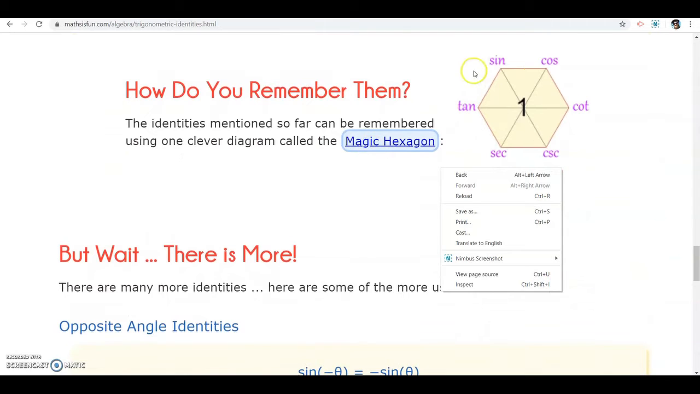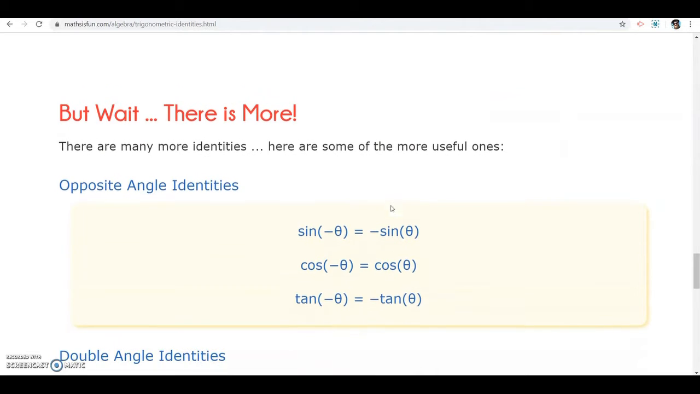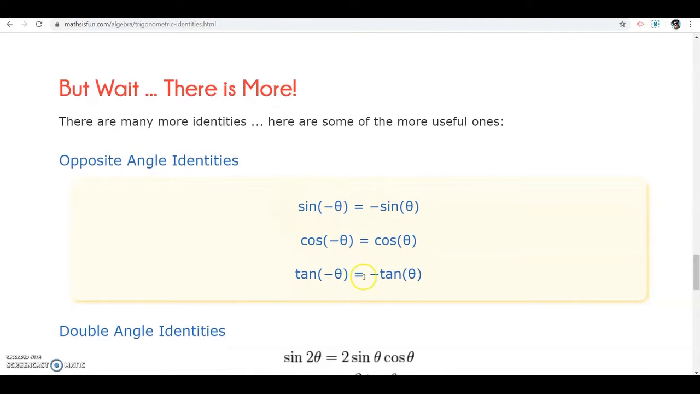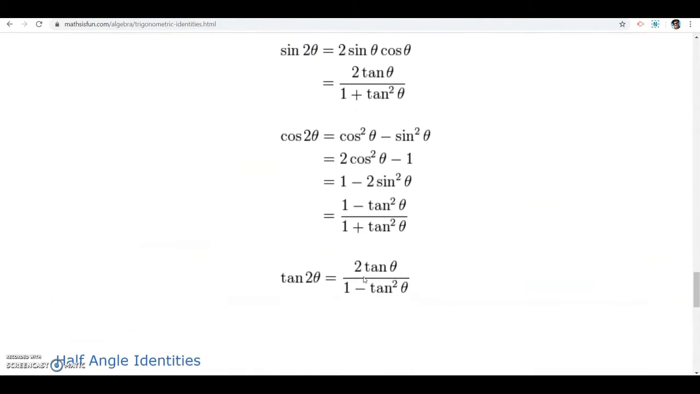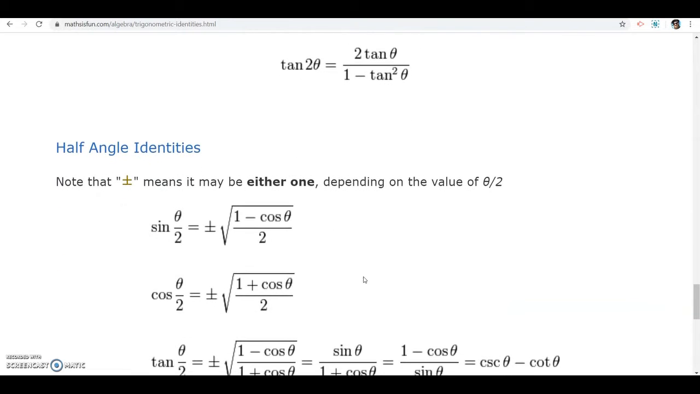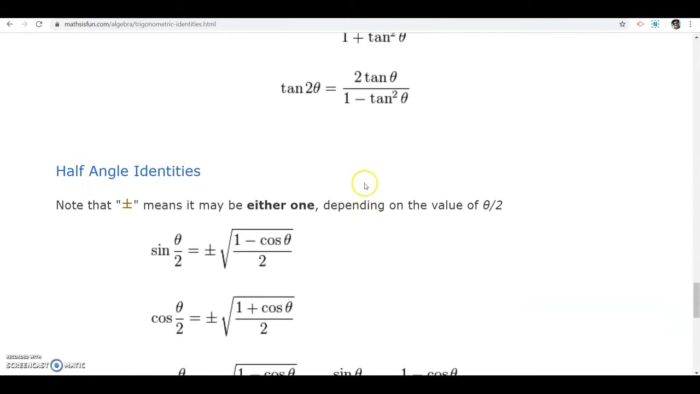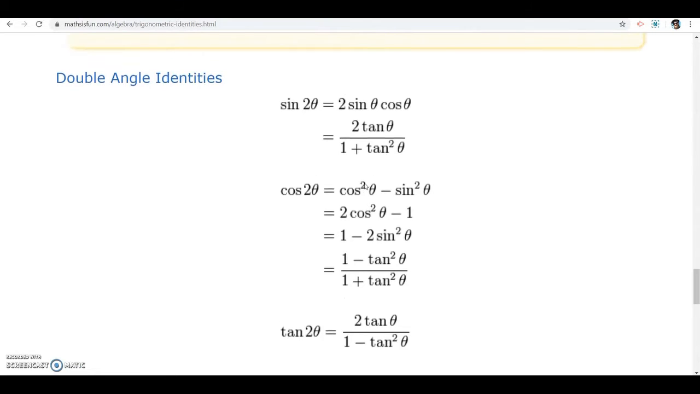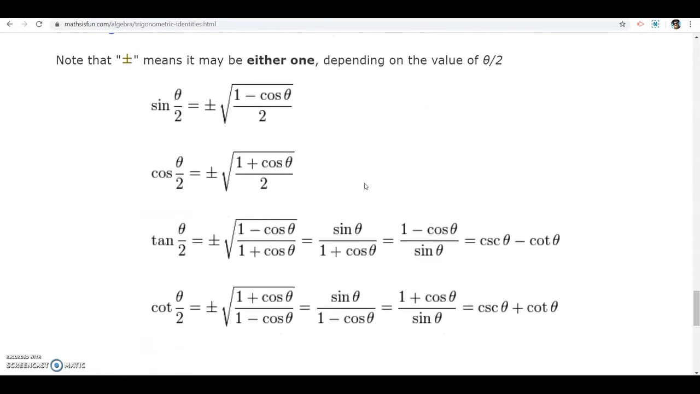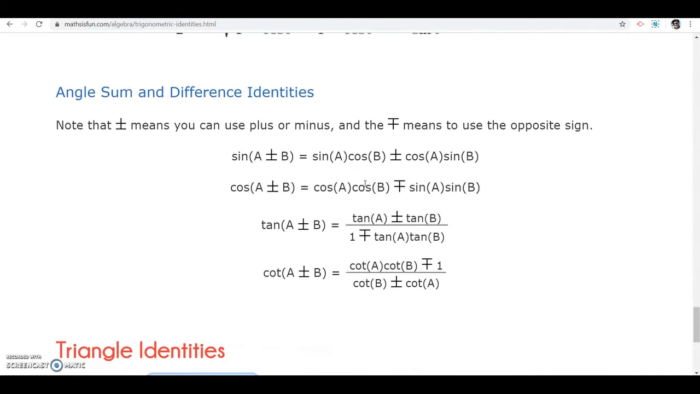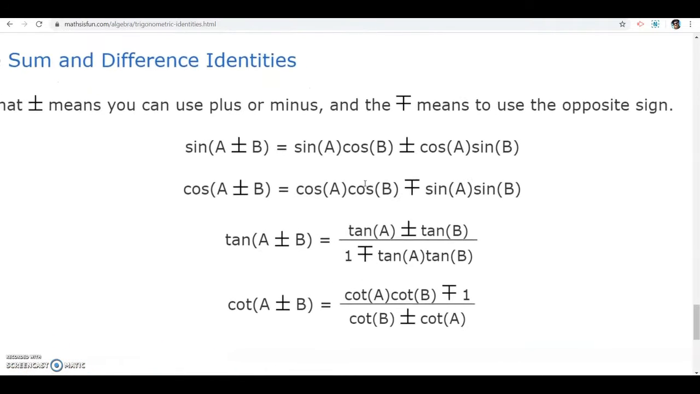We even did the magic hexagon. It's in here, and that's really useful. We can go back to that. The even and odd ones, we'll talk about in another section. Maybe I'll go back and review that. These are some of what we call the half angle identities and the double angle identities. Now, personally, I think those are easier to do than the sum and difference formulas.